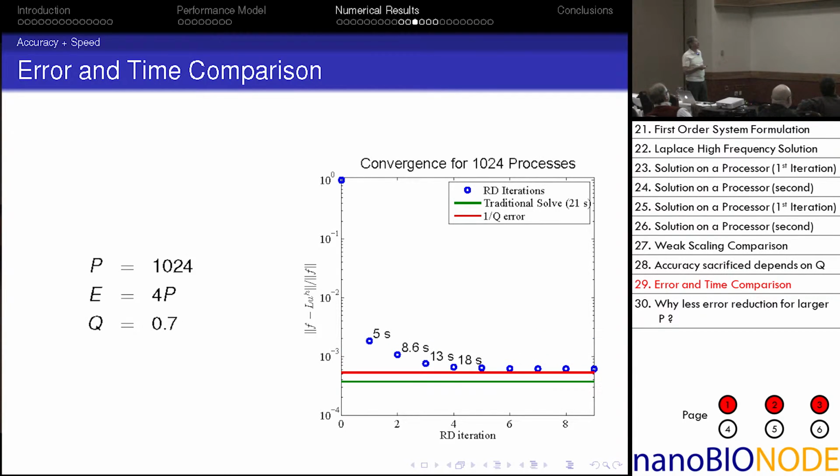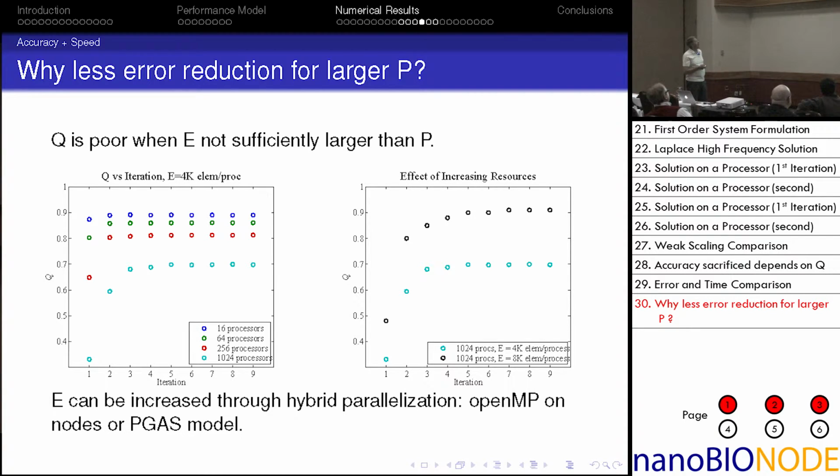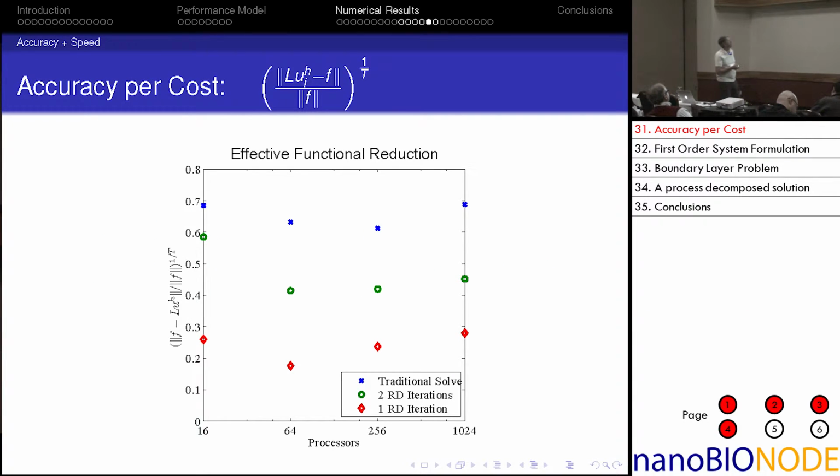Okay, I'll go through real quick. When Q is poor, we don't get enough. When E is not sufficiently larger than P, we have some problems. This is one of my favorites. I like to look at this. This is the reduction in the error to the 1 over time, the accuracy per computational cost, right? And we see that RD with 1 iteration actually beats 2 iterations, even though we're getting a lot closer on the 2nd iteration. If all you cared about was, if you were paying somebody for the computer and you wanted the most accuracy per cost, that's where you stop: 1 iteration.